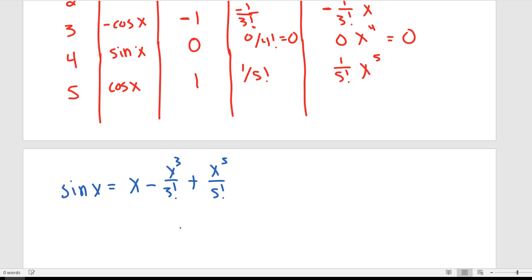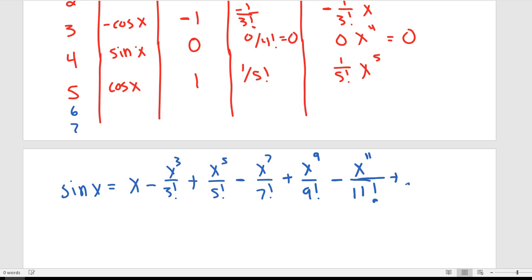So what do we think the next term would be? Notice we're alternating. Positive, negative, positive. The next one would be negative. And look, if that's not obvious to you, we could keep going in our table up here. We could do n equals 6, we could do n equals 7, and we could make sure we're comfortable with the pattern. My next term would be x to the 9th over 9 factorial, and then x to the 11th over 11 factorial.